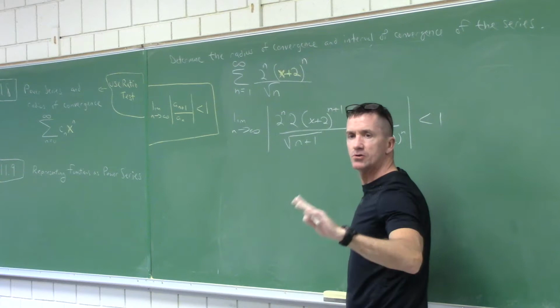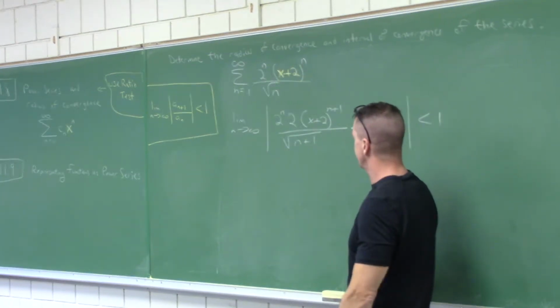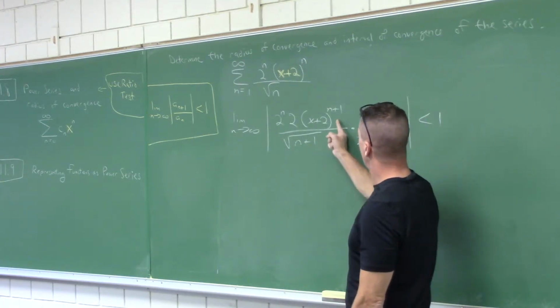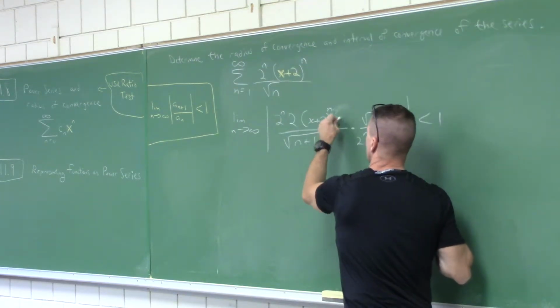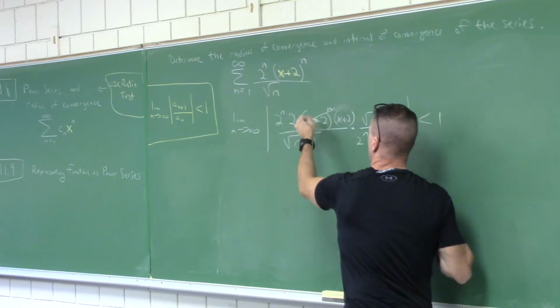I bet there's people in here who do that immediately. That's good. How can I write that? X plus 2 to the n times, x plus 2, x plus 2. That happens every time. We got it.